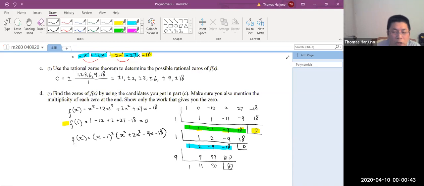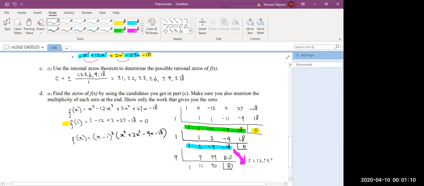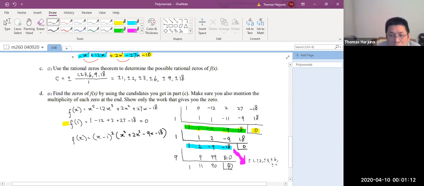But there's one more thing to say before I move forward. Even though I know 9 is not a 0, there's an important result I didn't teach you last time. Now I can insert that. If you look back to this negative 18 here, according to the rational zero theorem, the candidates are plus minus 1, plus minus 2, plus minus 3, plus minus 6, plus minus 9, plus minus 18, right?